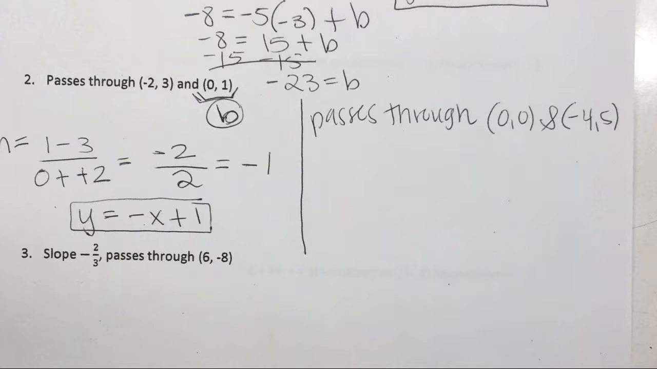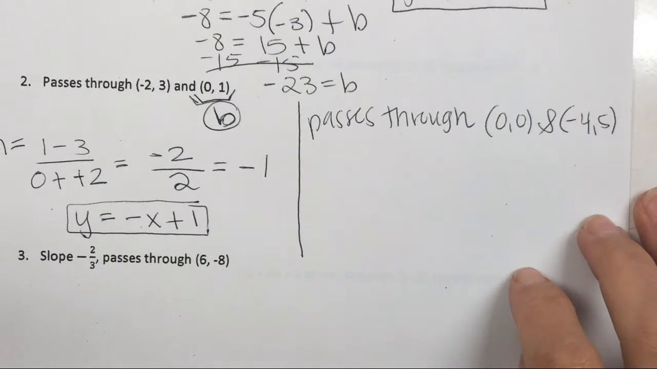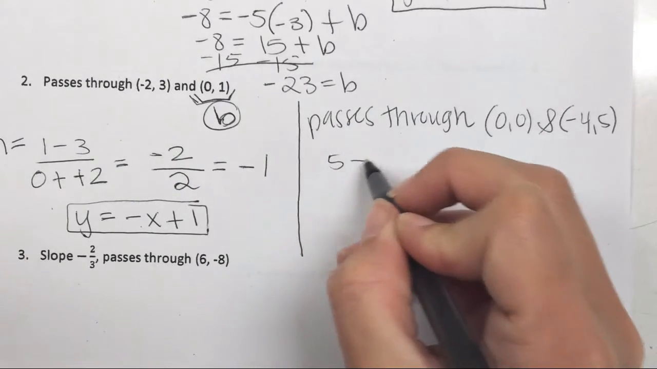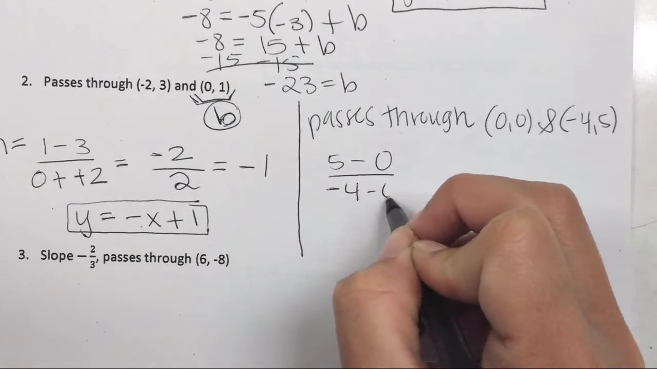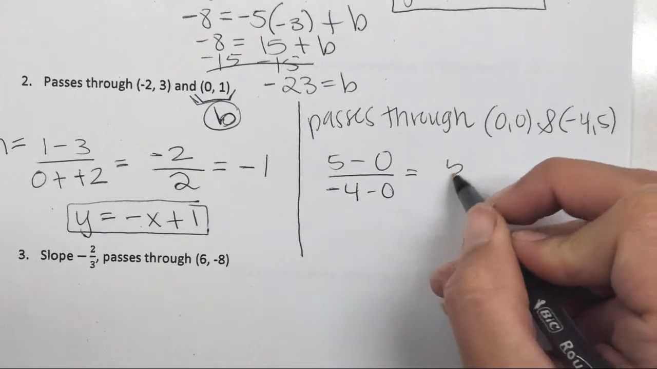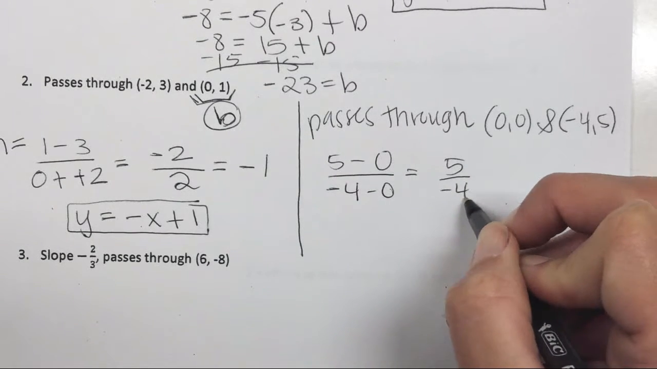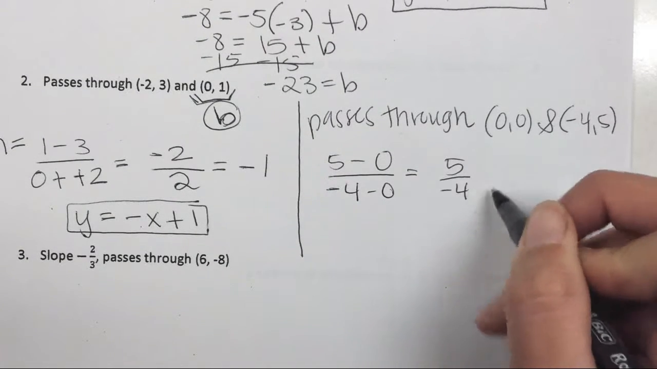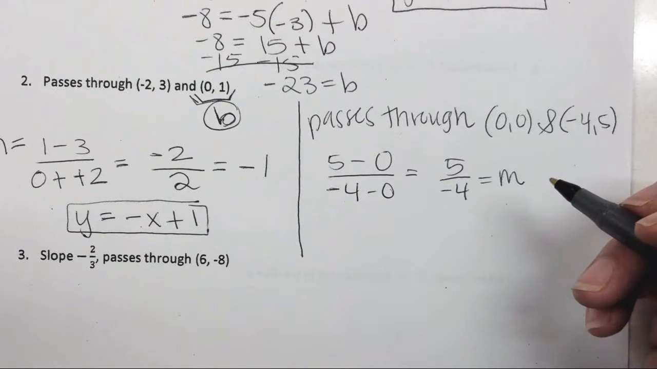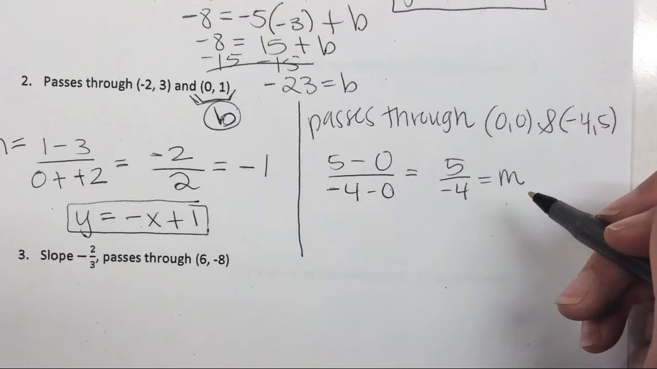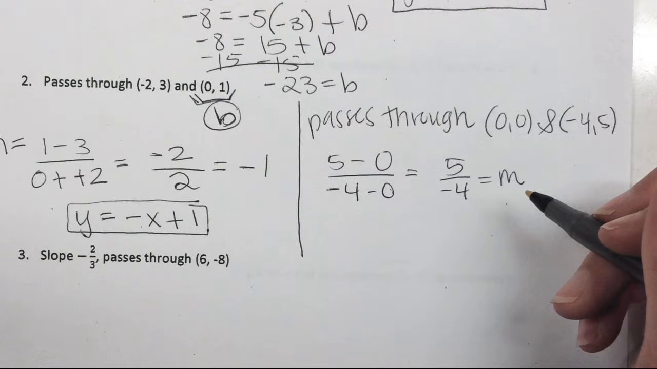Levi, help me out. Okay, so you do the same thing that you did with the other one, and it's 5 minus 0 over negative 4 minus 0. So on top, 5. Bottom? Negative 4. So this is called my what? Slope. Good. What's my y-intercept? Negative 4. How do I know it's 0?